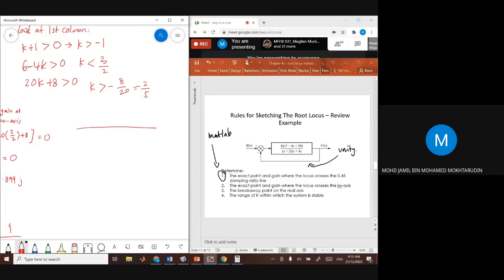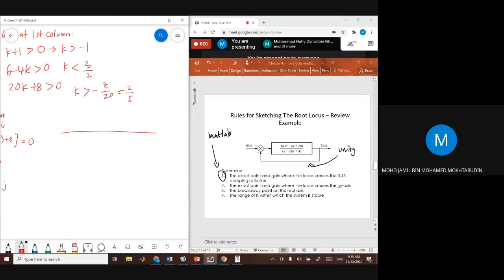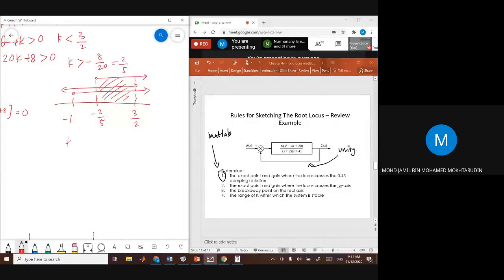Okay, and then you can draw the number line. So minus 2/5, minus 1, 3/2. Right. Okay, so the first one is bigger than -1. The second one is less than 3/2. And lastly is bigger than -2/5. So the range where all the lines intersect is here. So the final range, the range of K.